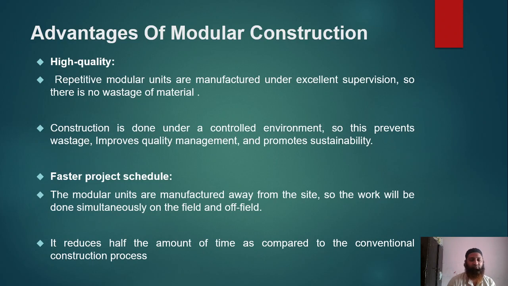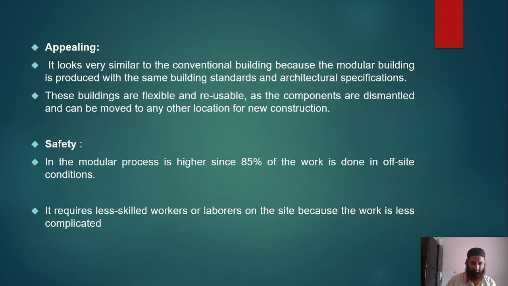Next, you can see faster project schedule. The modular units are manufactured away from the site, so the work will be done simultaneously on the field and off field. As I told you, on-field work is being done and off-field work is also being done simultaneously. This is saving our time. It reduces half the amount of time compared to the conventional construction process. Half the amount of time is being saved because of modular construction.